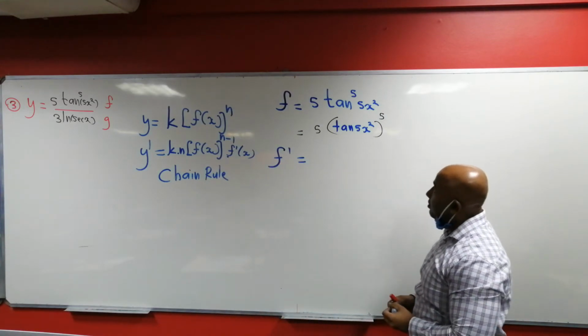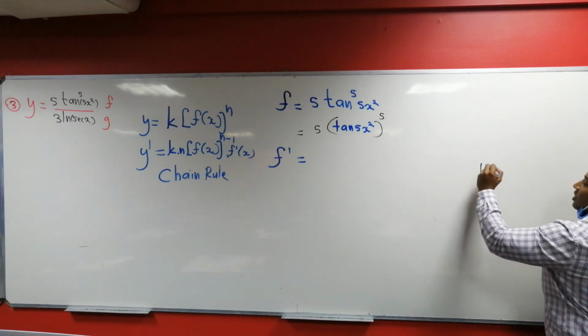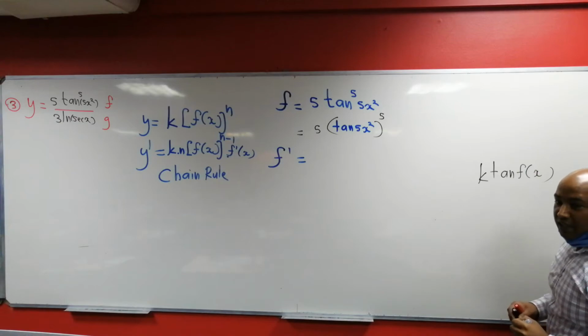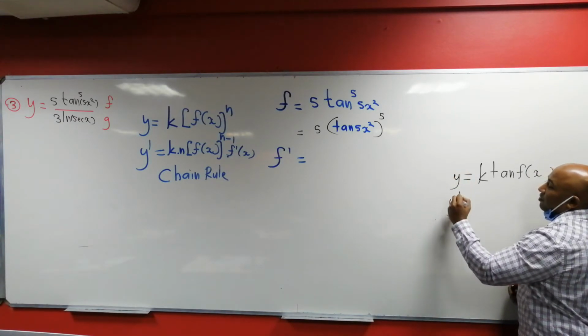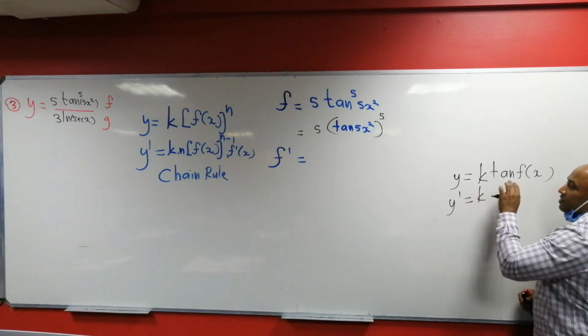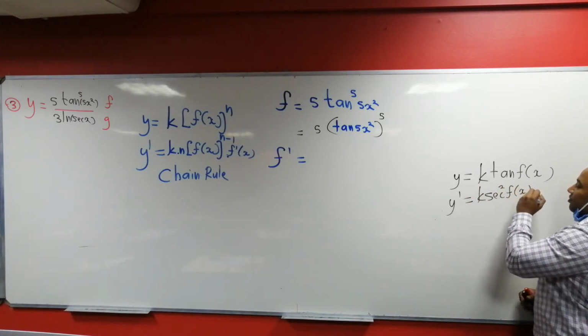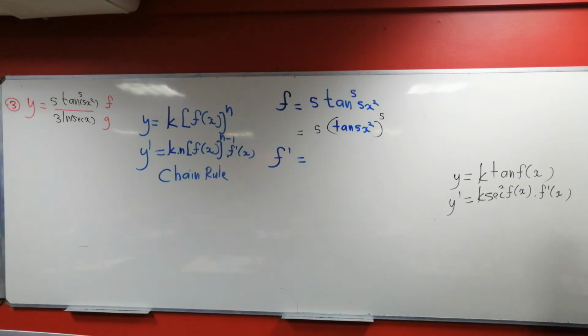When you have a power, because now if you go to your table of derivatives and look for k tan f of x, the derivative of k tan f of x, so if y is equal to k tan f of x, the derivative of tan is going to be sec squared f of x times f prime x. That is it.